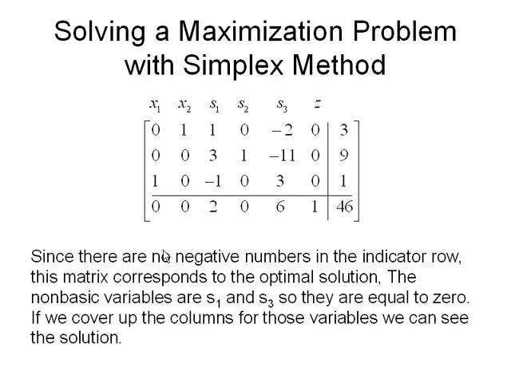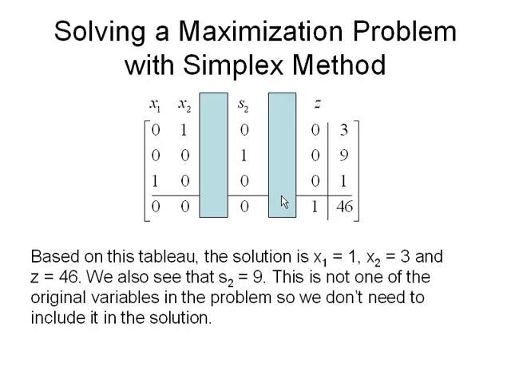Now I know the non-basic variables are s1 and s3. So those are the things that are going to be set equal to 0. And so if we cover up those columns, we can actually see what our solution is going to be. So for x2, I get 3. For x1, I get 1. I get s2 to be 9, but remember that's just a slack variable. That's not going to be a part of my final solution.